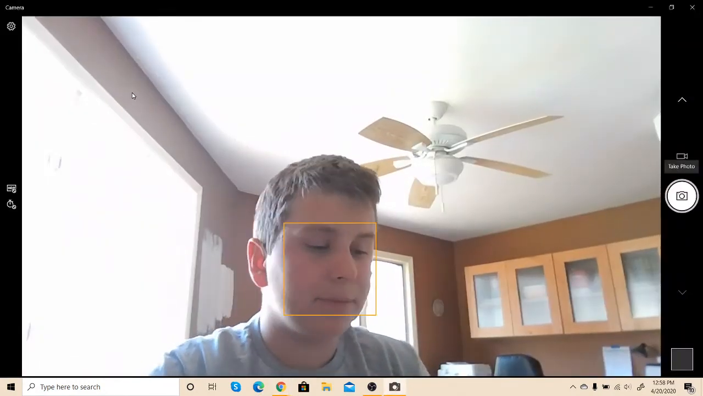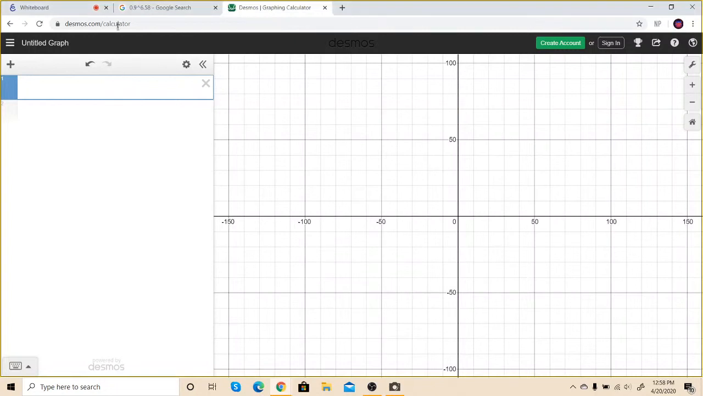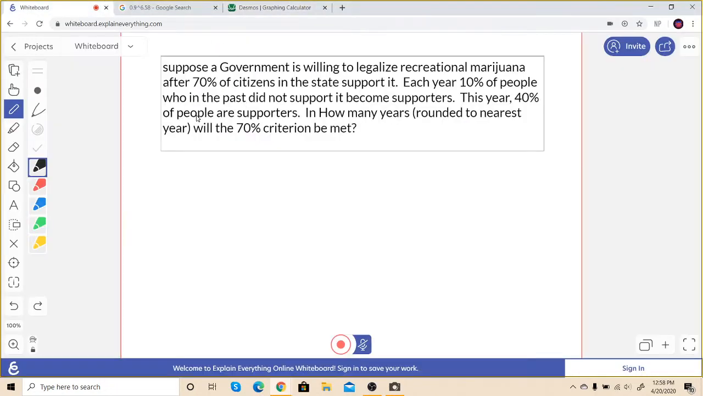Exponential themed banger. Suppose the government is willing to legalize recreational marijuana after 70% of its citizens in the state support it. Each year, 10% of people who in the past did not support it become supporters. This year, 40% of people are supporters. In how many years, rounding to the nearest year, will the 70% criterion be met?